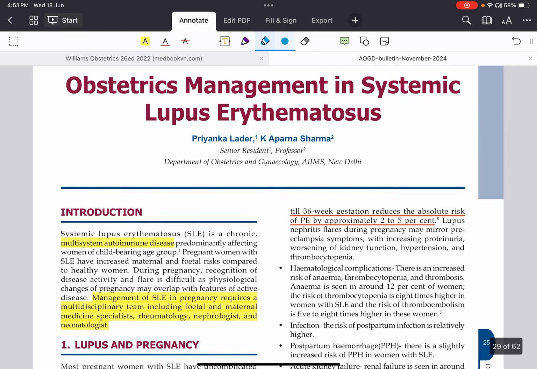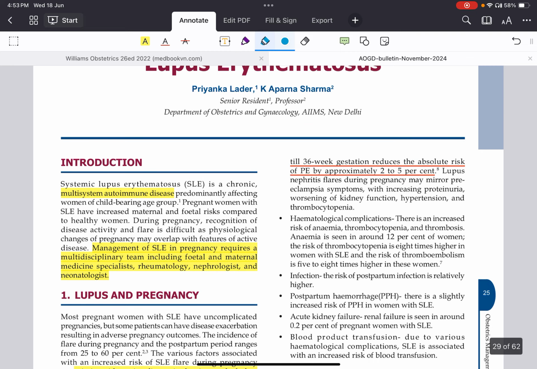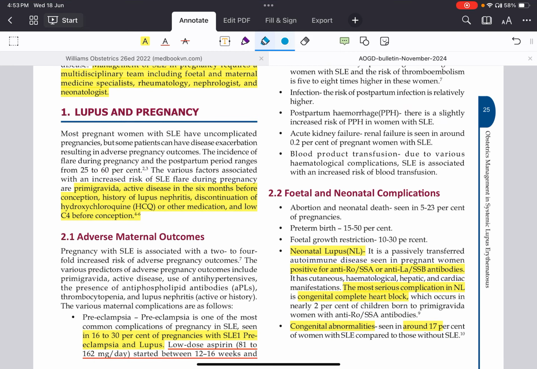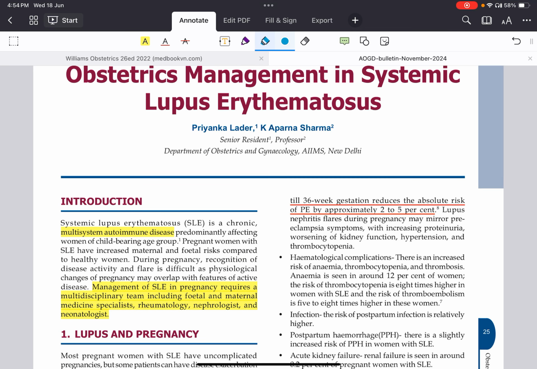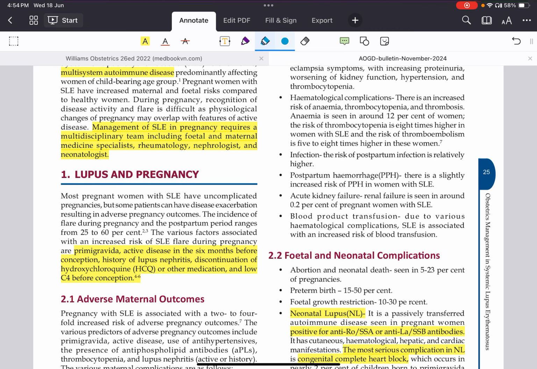Coming to obstetric management, that is a continuation part. Hydroxychloroquine is given, and preeclampsia with SLE is almost 30 to 60%. We'll start low dose aspirin. Everyone will ask what is low dose aspirin. Then you should specifically say these values, not 80 or 75. Better to write it like this: 81 to 162 mg, from 12 to 16 weeks and up to 36 weeks. It reduces the risk of preeclampsia by 2 to 5%.